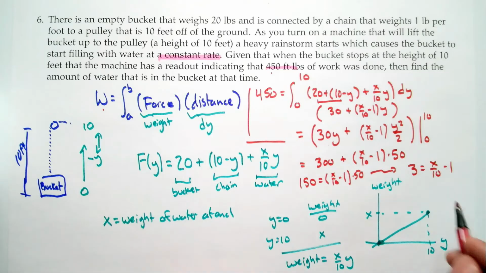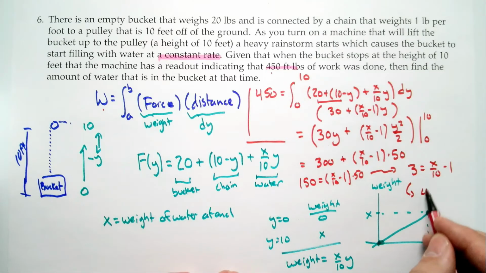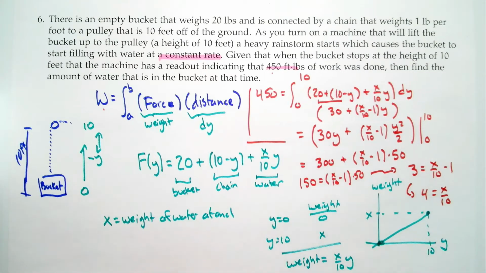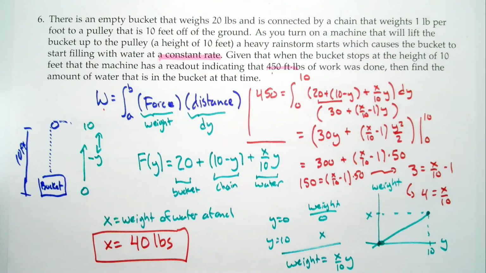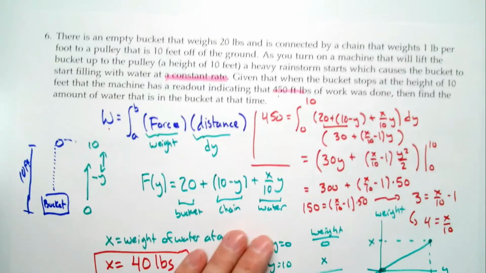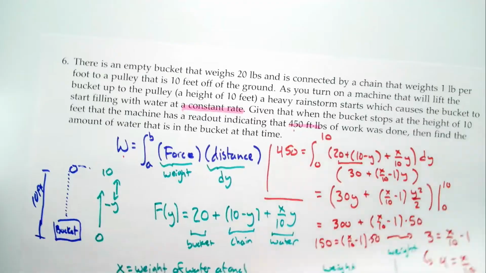Add 1. 4 equals x over 10. Multiply by 10. So we end up with x equals 40 pounds. And that's how much water got into the bucket. You might think that's a heavy rainstorm, but in math, there are many interesting phenomena that would never happen in real life. Well, I've been in some pretty heavy rainstorms, and it might be a very slow-moving chain. So, all right, that's the answer.